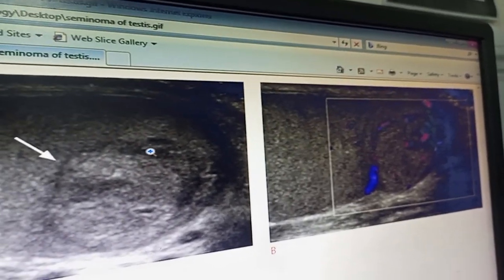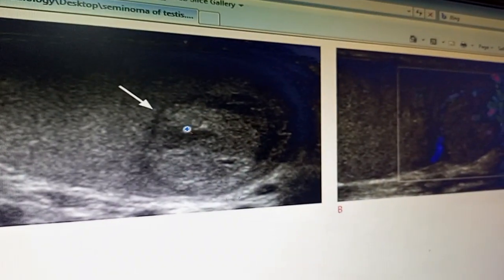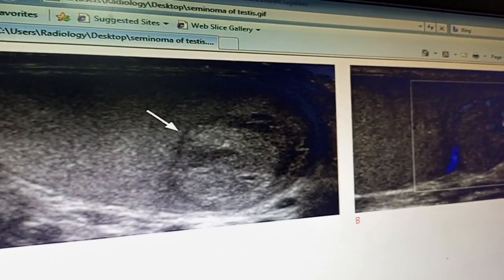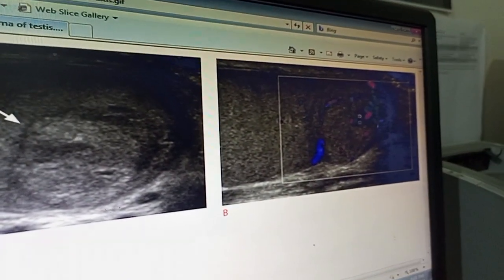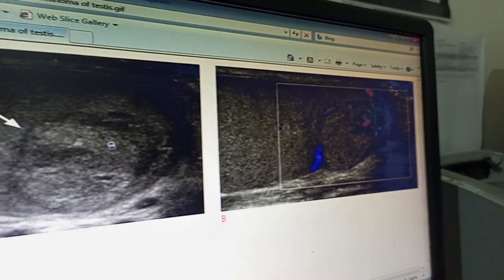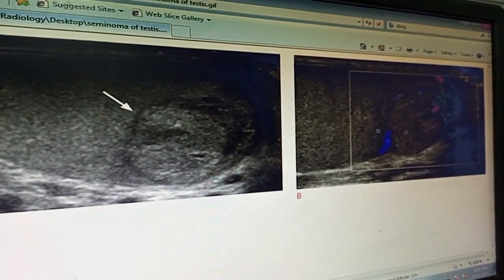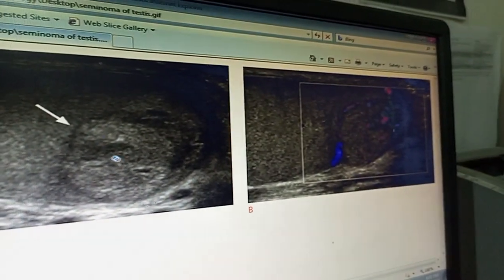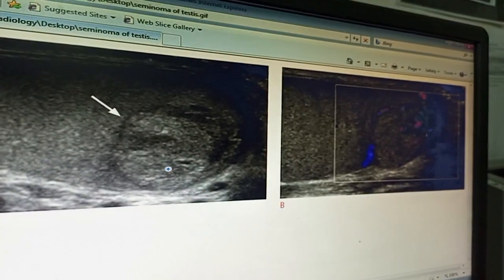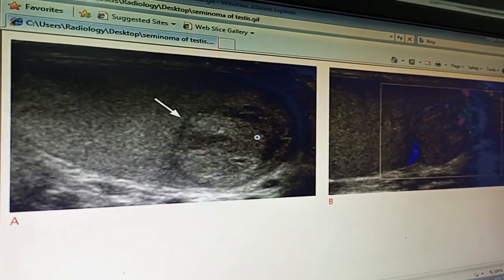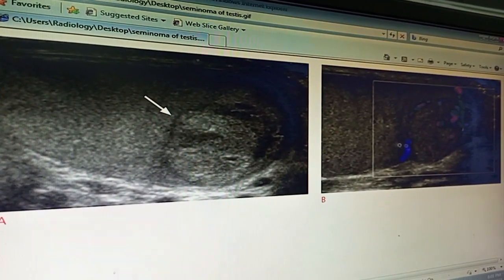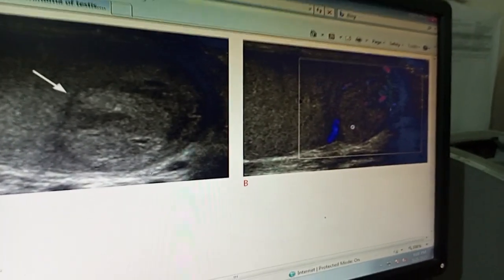In this image of the testes, you can see there is a hypoechoic mass in the testes. On the color Doppler image, there is increased flow. So this is the case of the seminoma of the testes, a germ cell tumor. When you see a solid hypoechoic mass, you can confidently label it as a testicular mass.